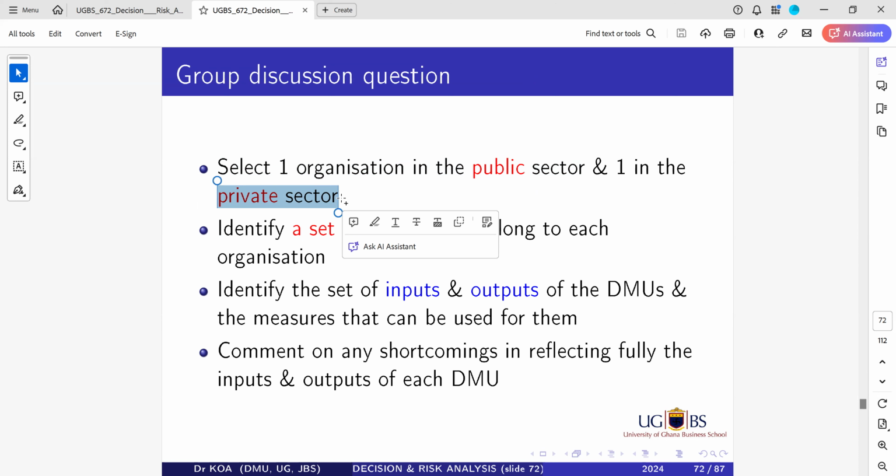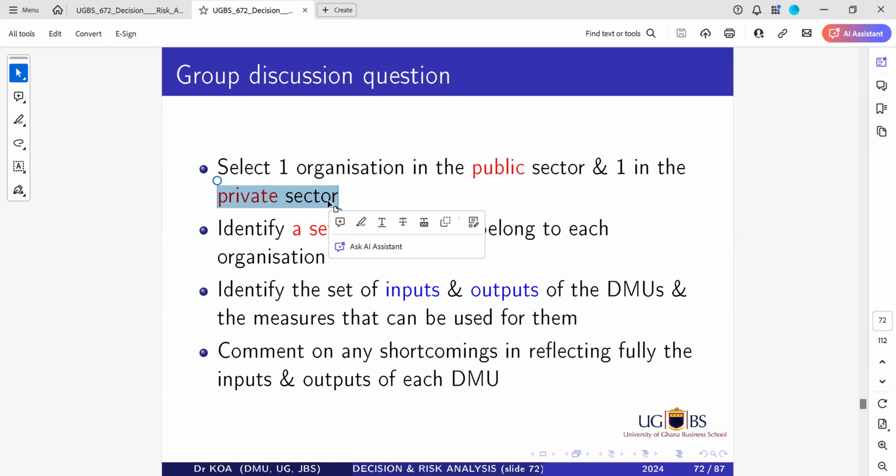An organization in the public sector could be, okay, let's deal with the private sector first. The private sector can be a bank. So when you pick the bank as the organization, the DMUs are going to be the banks. A public sector organization can even be, I was going to say universities. But the thing about universities is that some of them are private, some of them are public.